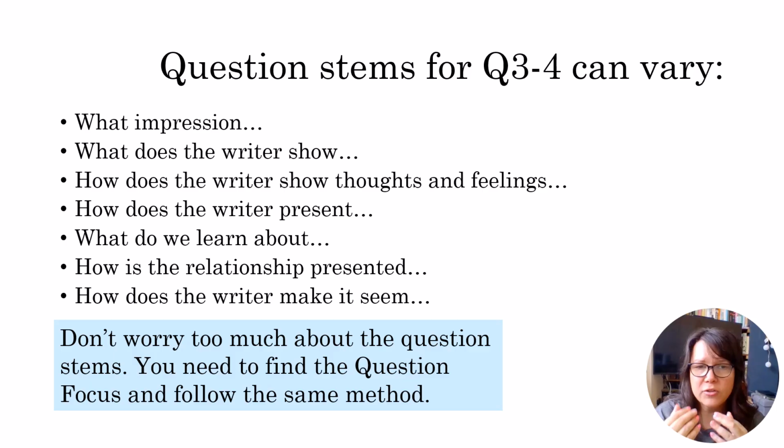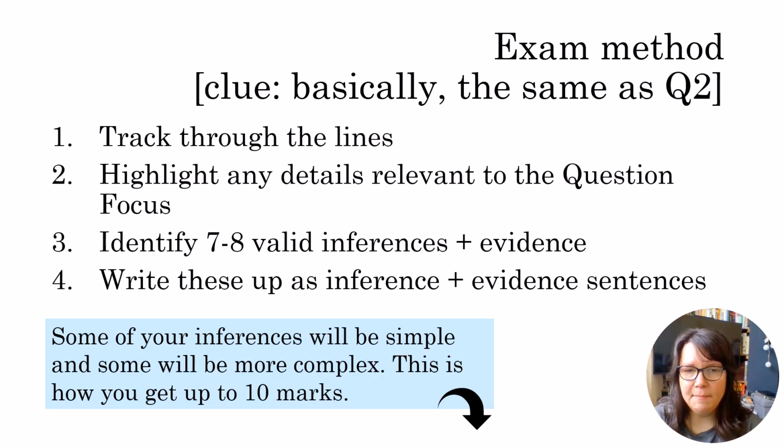They might use a variety of questions. Obviously, if it asks you to talk about thoughts and feelings, talk about the thoughts and feelings of a particular character. If it asks you to talk about a relationship, talk about the relationship, but don't worry about whether it is a what or a how question, whether it says how does the writer present or what does the writer show. You are using the same methods and this is the exam method, and like I've said, it's the same method as question 2. So you're going to box out the lines, track through the lines in order, highlighting any details that are relevant to the question focus.